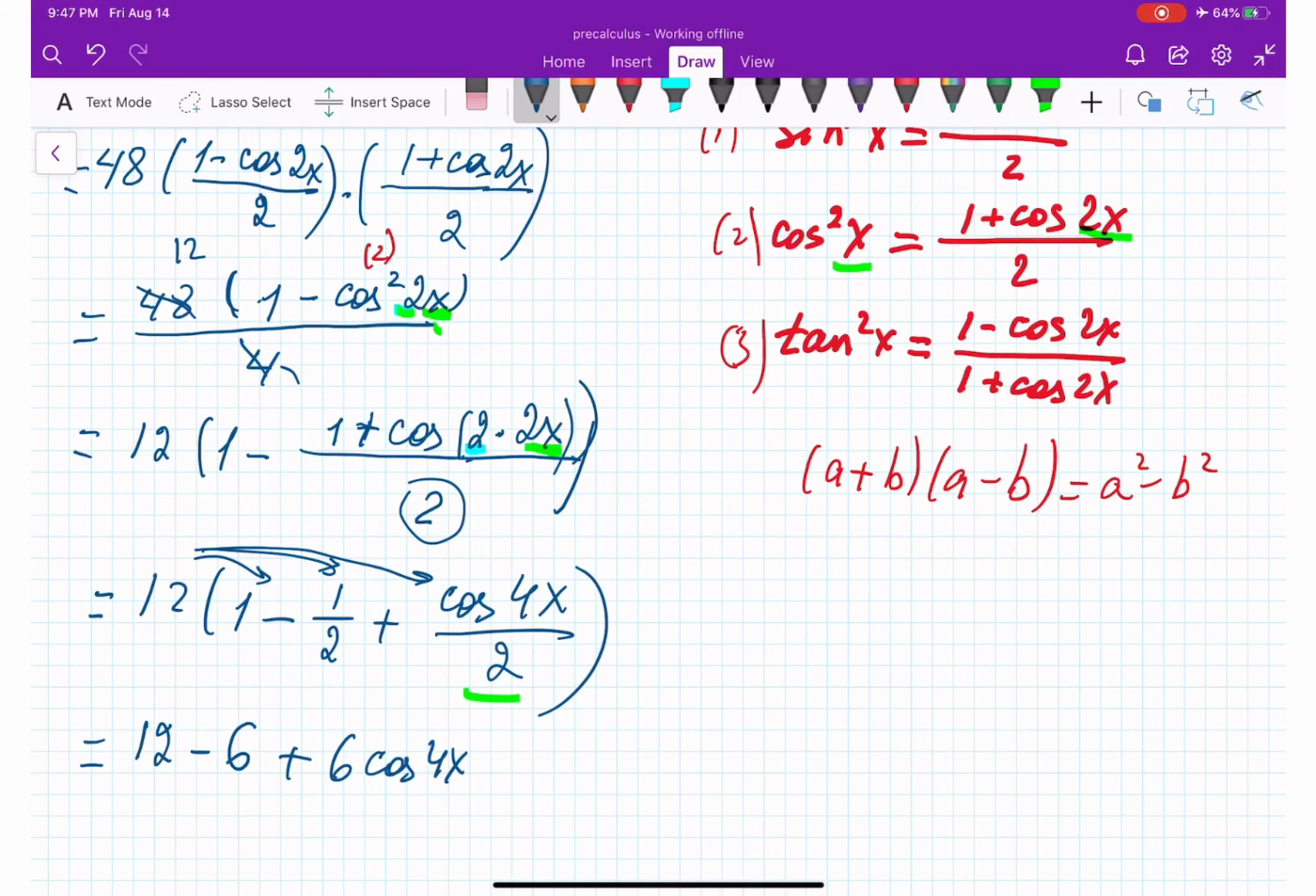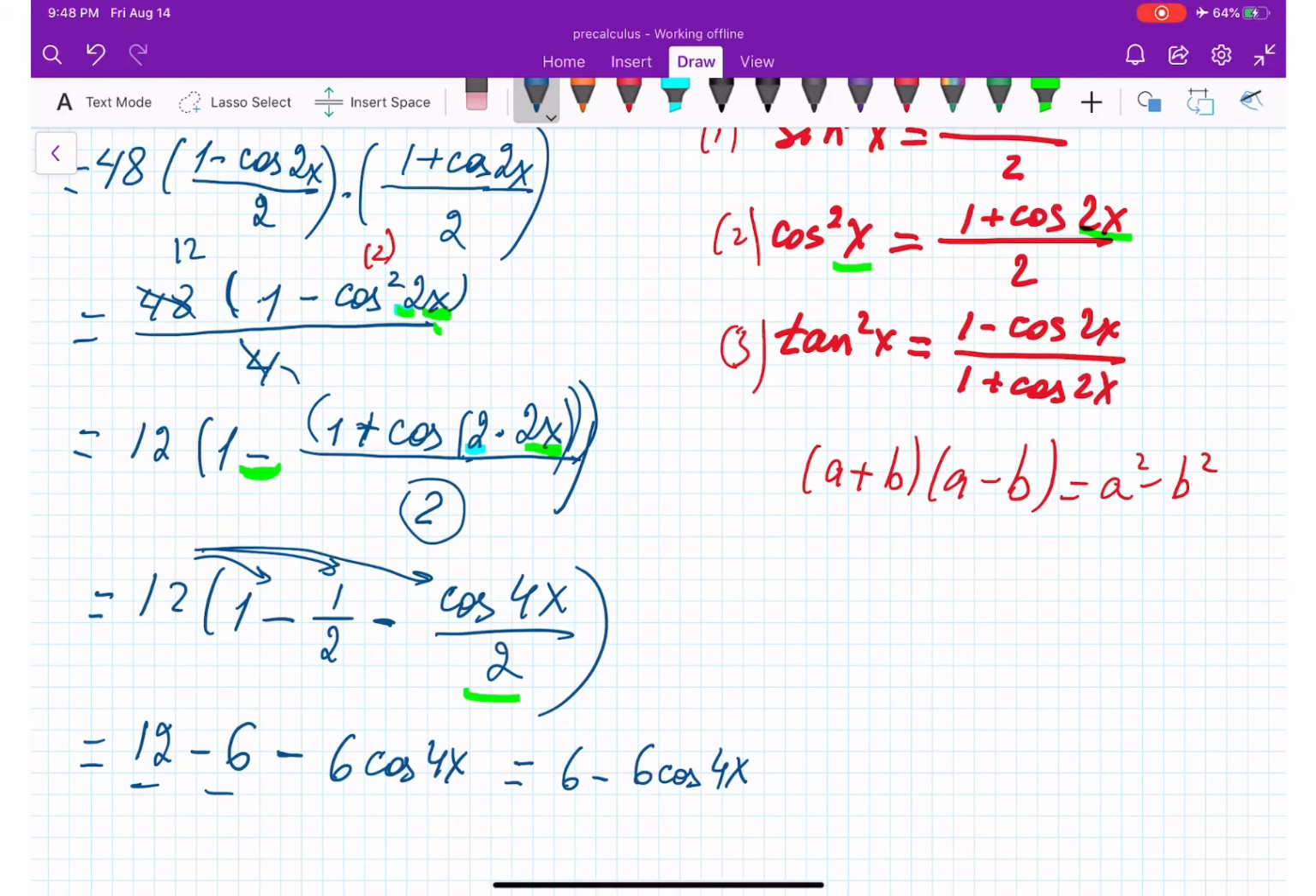Because here I didn't pay attention, we have a negative sign in front of the fraction, and we treat it as a negative sign in front of parentheses, which means it's going to flip every single sign in the fraction. So when I separate, this plus will become minus, because if it were included in parentheses like that, the negative sign would affect every single sign in the parentheses. So therefore, here also it would be a negative sign. As a result, we will get 12 minus 6 is 6, minus 6 cosine 4x.